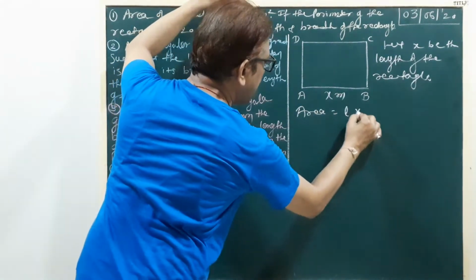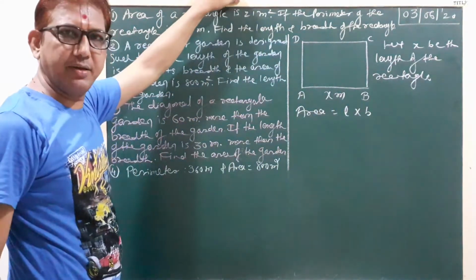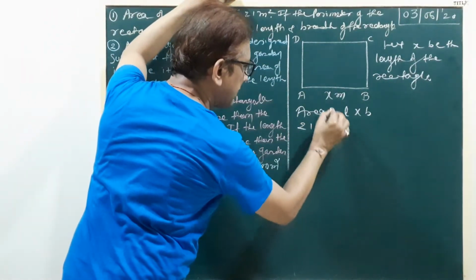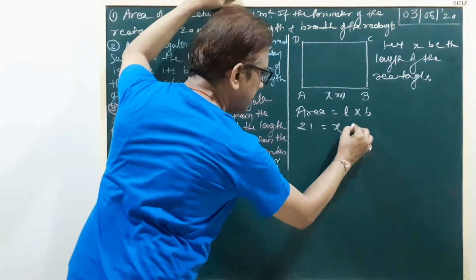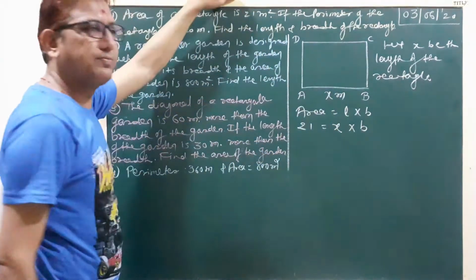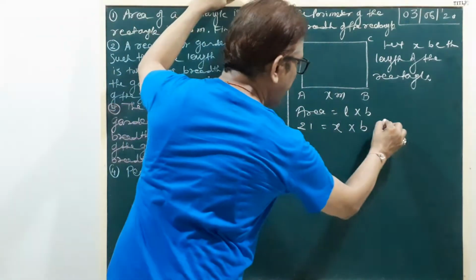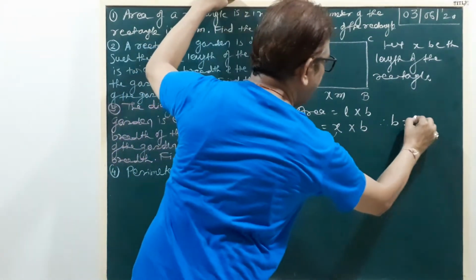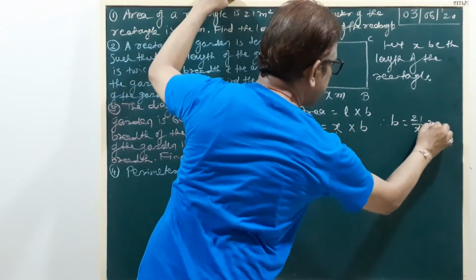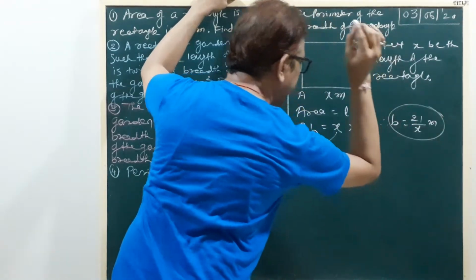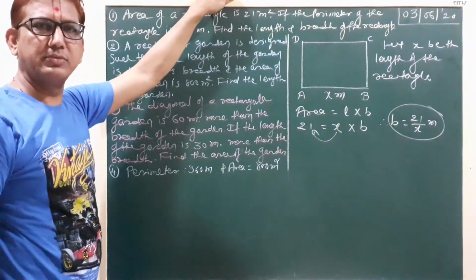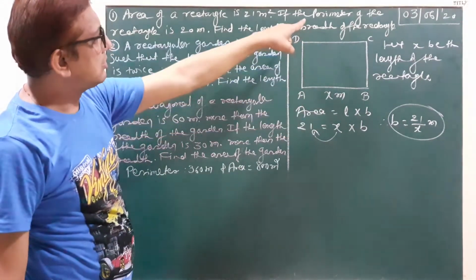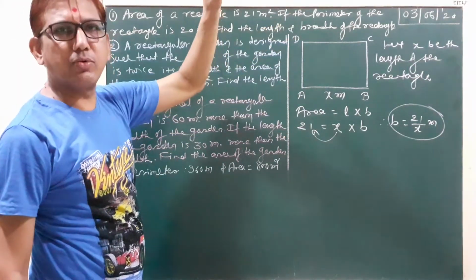Area equal to length into breadth. Here area is given, 21 meter square. Length we suppose x and breadth is not given. Therefore, breadth equal to 21 upon x meter. Now this is your breadth. Is that clear? Okay. Now put both length and breadth values in the perimeter formula.